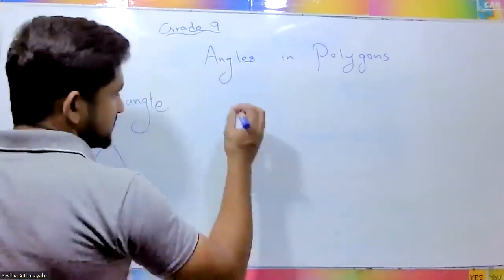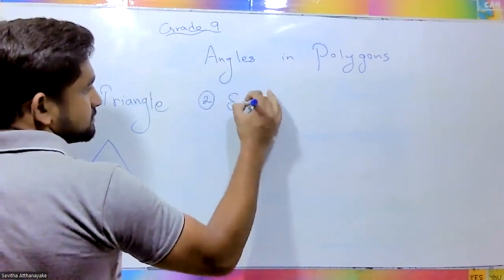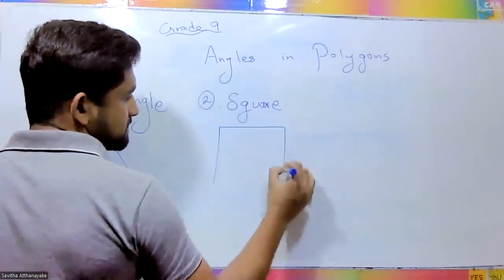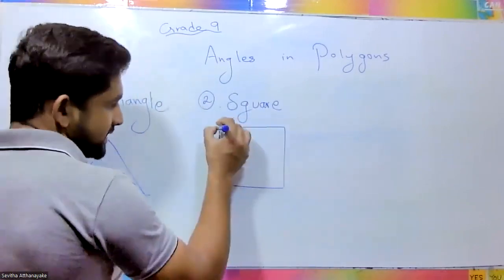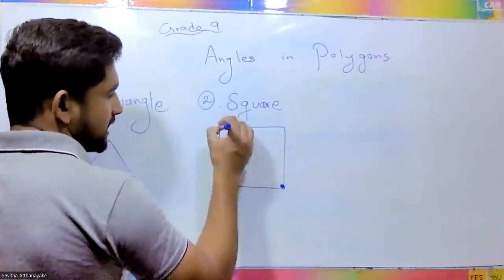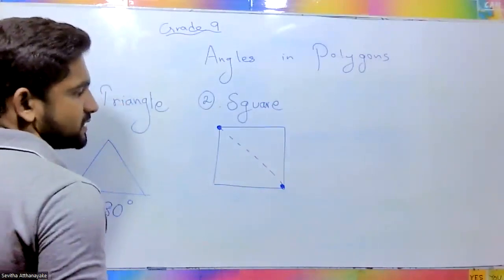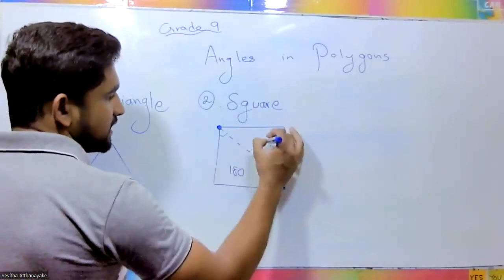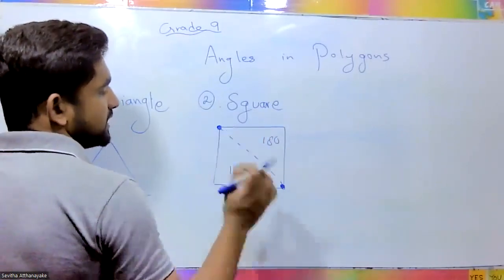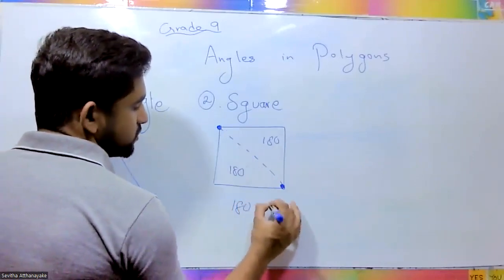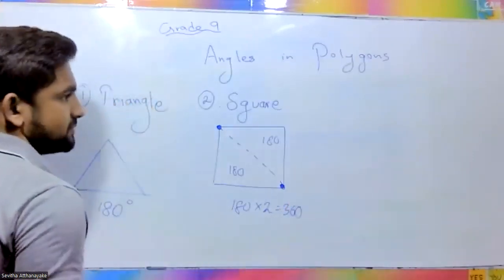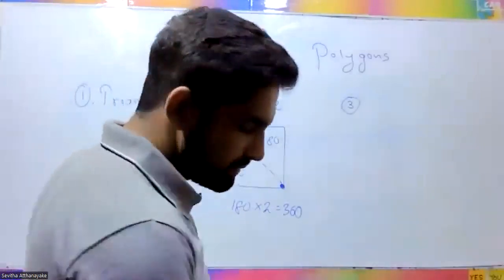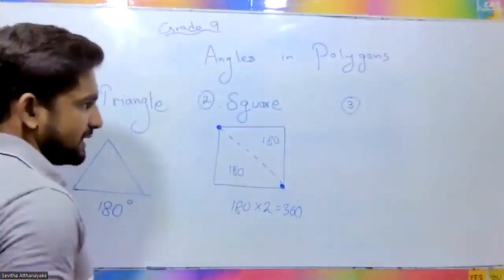Next one, we have the square. Four sides. Then here in a square, there are two triangles. So 180 degrees sum of interior angles here and again 180 degrees here. Then the total will be 180 into 2, 360. We have a formula for this. Before we go into that formula, we will just write the basic things.